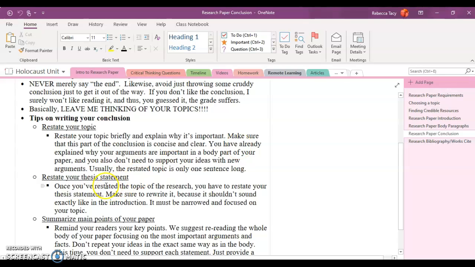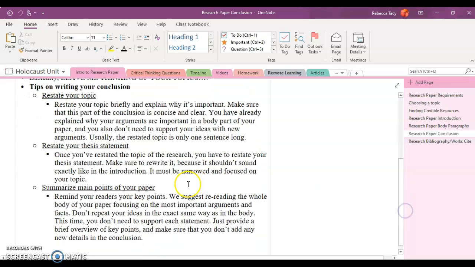You need to restate your thesis statement, but this does not need to be word for word. Okay, guys, you're not just going to copy and paste your thesis statement out of your intro and paste it into your conclusion paragraph. You need to rewrite it because it shouldn't sound exactly like an introduction. It must be narrowed and focused on your topic a little bit more, so don't use the same exact word for word thesis statement.